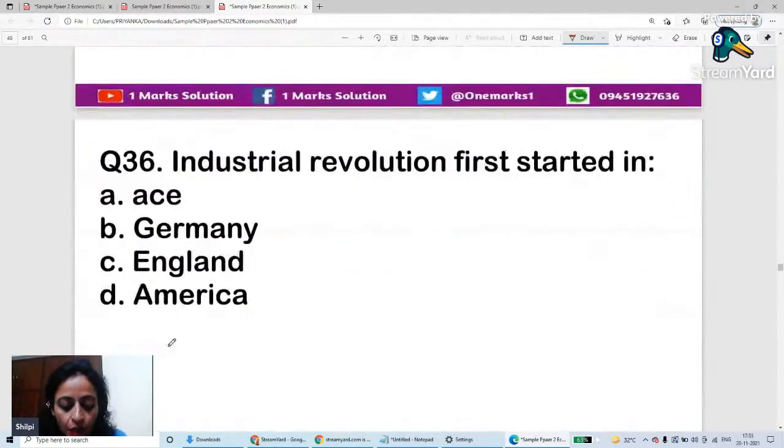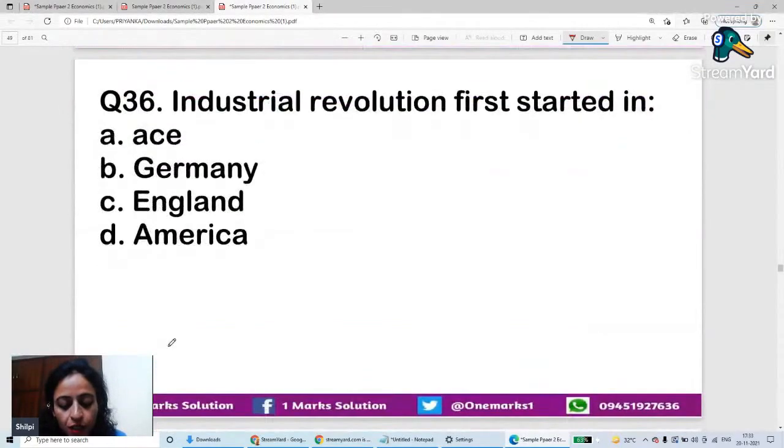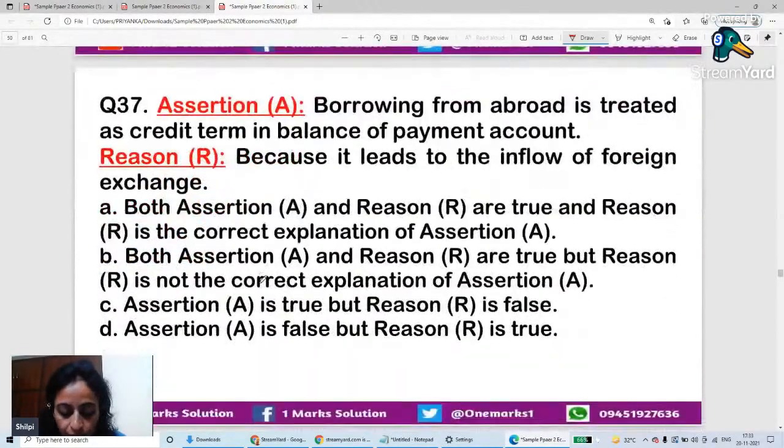Question 36. Industrial revolution first started in. Direct answer, England. It was started in England. Option C. Question 37. Assertion and reason type question. Assertion says borrowing from abroad is treated as credit term in balance of payment account. Yes, true. Borrowing from abroad. What is it?